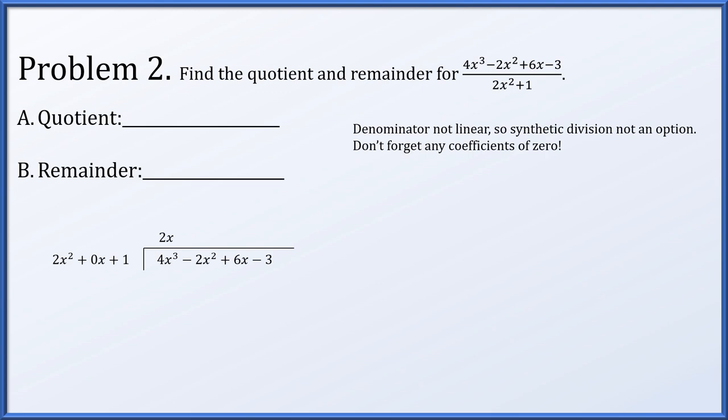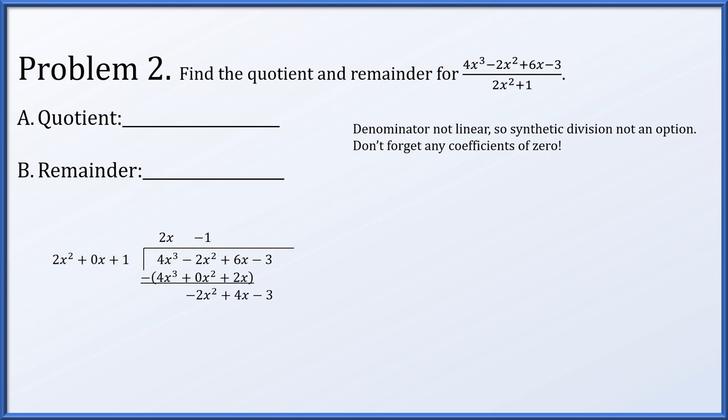What would you multiply 2x squared by in order to cancel out the 4x cubed? You'd multiply by 2x. This gives us 4x cubed plus 0x squared plus 2x. When we subtract it, we cancel out the leading term. Now we have negative 2x squared plus 4x minus 3.